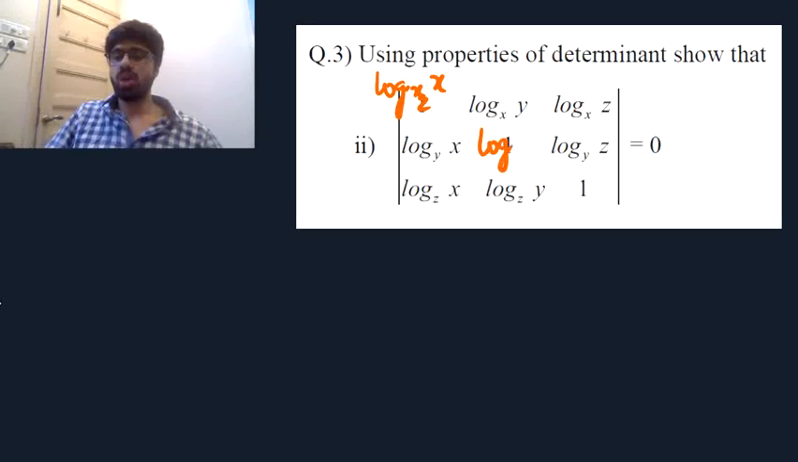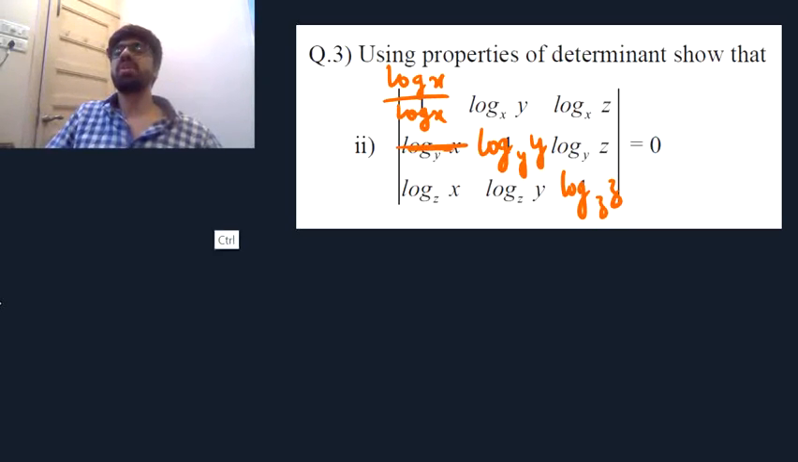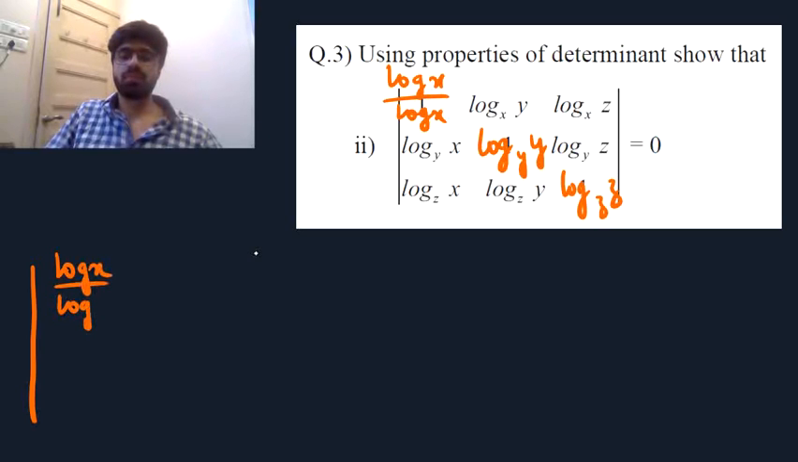This one can be written as log y to the base y, and this one can be written as log z to the base z. Now log x to the base x, we can write that as log x upon log x. Similarly, this term can be written as log x upon log y. So let's write it again, the entire determinant. The first term, log x upon log x. This term is log x upon log y. The last term is log x upon log z.